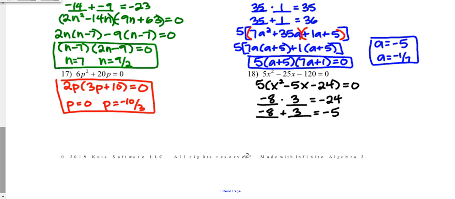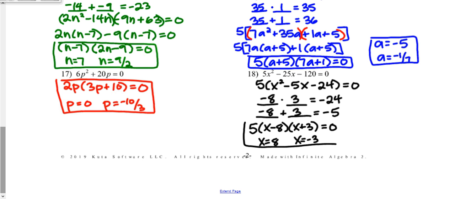So the shortcut, as a reminder, means that we can go straight to our factored form. Our first number was negative 8. Our second number was positive 3. And again, we can only do that because a was 1 in this quadratic. If I set these equal to 0 and solve, I get x equals 8 and x equals negative 3.